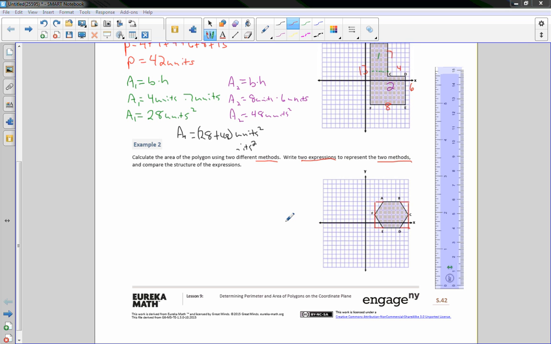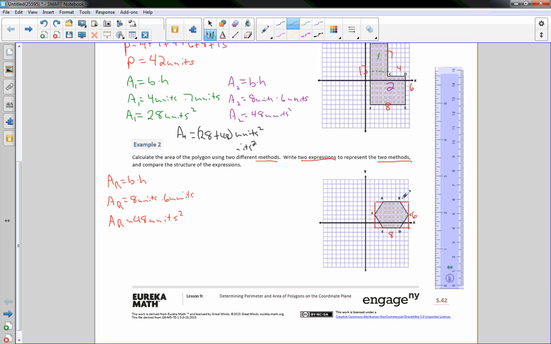So the first thing I'm going to do is measure how long these are, count. So this is 1, 2, 3, 4, 5, 6, 7, 8. This is a distance of 8. And this is 1, 2, 3, 4, 5, 6. So the area of the rectangle equals base times height. So the area of the whole rectangle is 8 units times 6 units. So the area of the rectangle is 48 units squared.